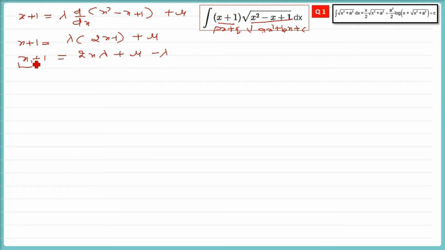So let's write it as 2 lambda x plus mu minus lambda. X plus 1 on the left. So x will be equated to 2 lambda x. This is our first equation. X gets cancelled. Lambda is directly half here.